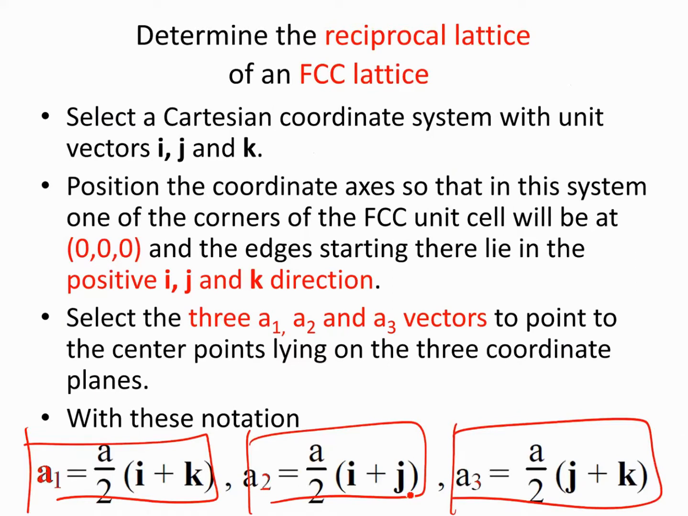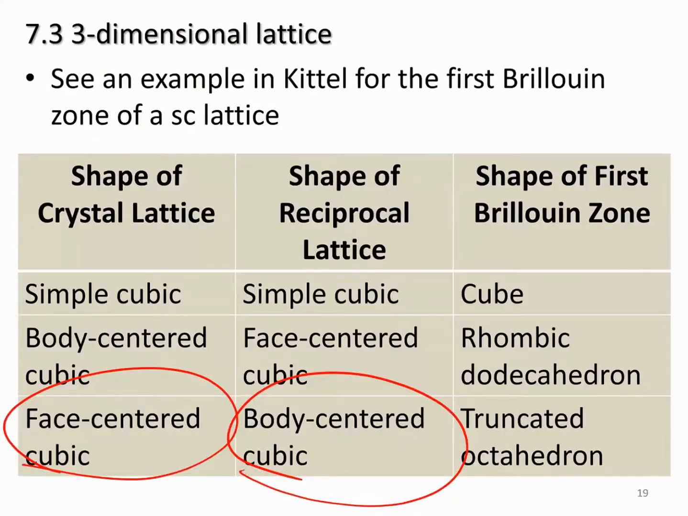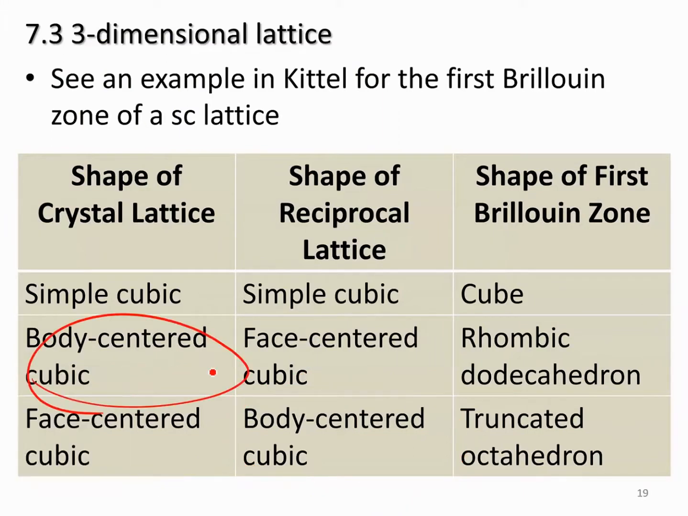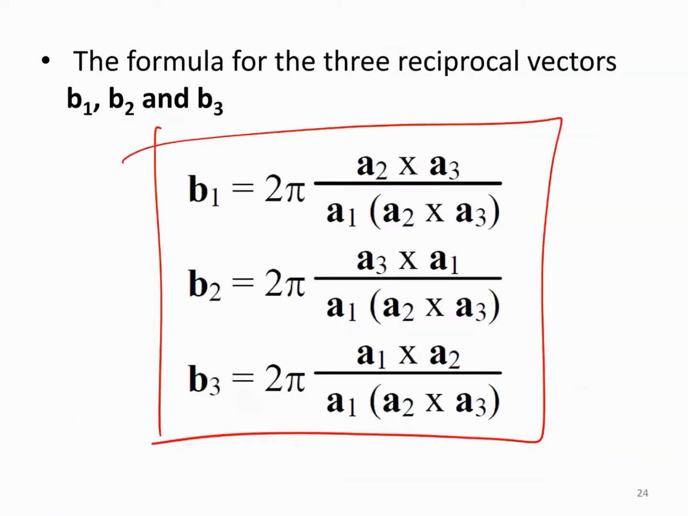Okay, I want you to try on it. Because in the exam, sometimes I will ask you to convert the BCC to FCC, or I ask you to get the reciprocal lattice for the BCC or FCC or HCP. Okay, so if your real lattice is body center cubic, then after you convert it using the equation, you will get the face center cubic. If you don't believe, try on it. Okay, work out on it.